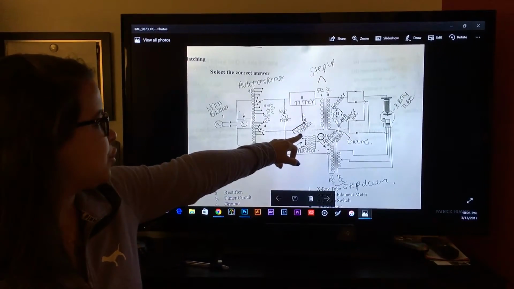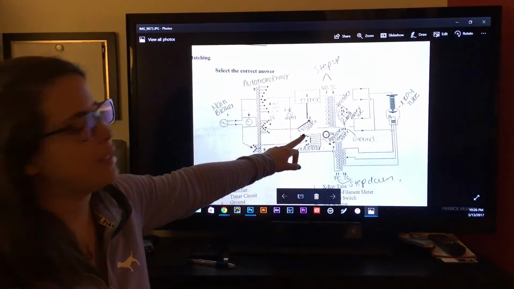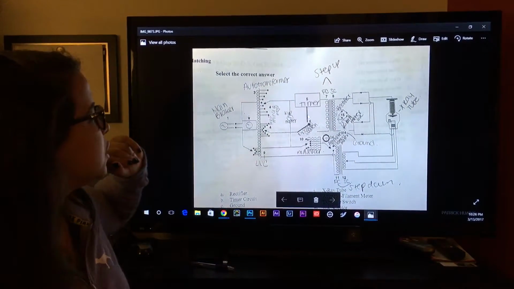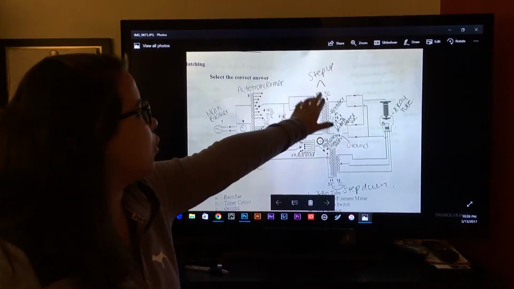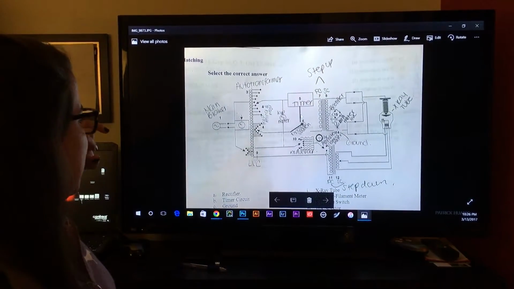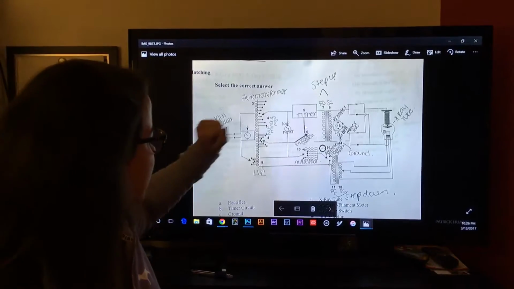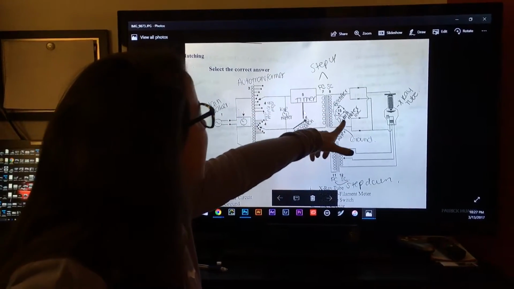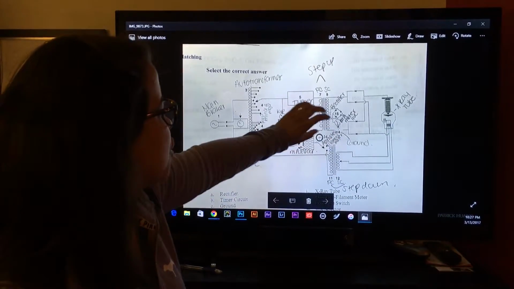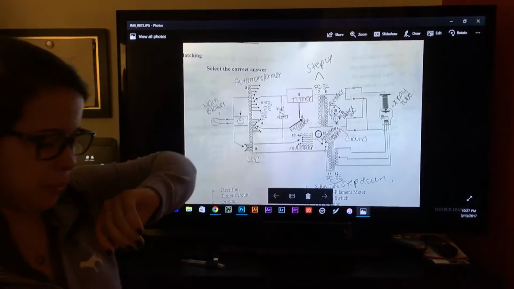We have the exposure switch, which is actually what we press after we're done selecting our technical factors. We have the primary and secondary coil step up and primary and secondary coil step down. We have the mA meter, the rectifier, ground. So all this leads you to the X-ray tube.